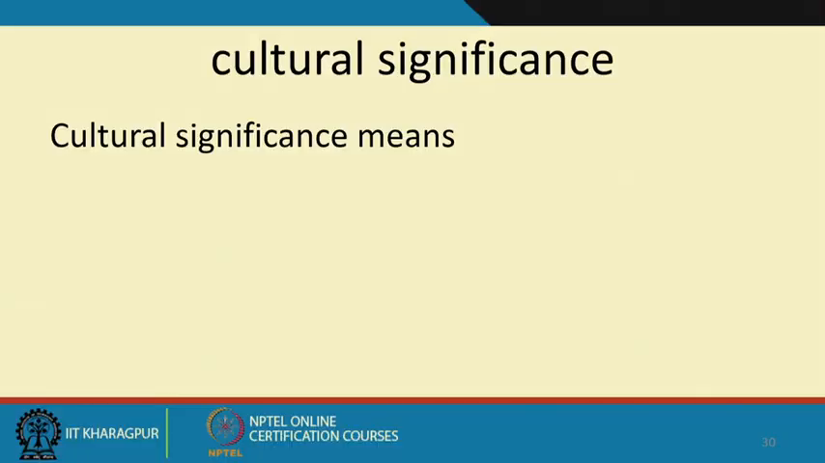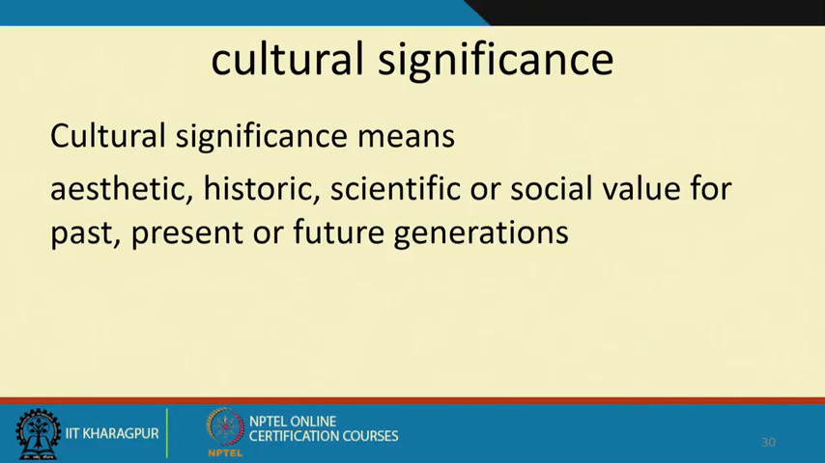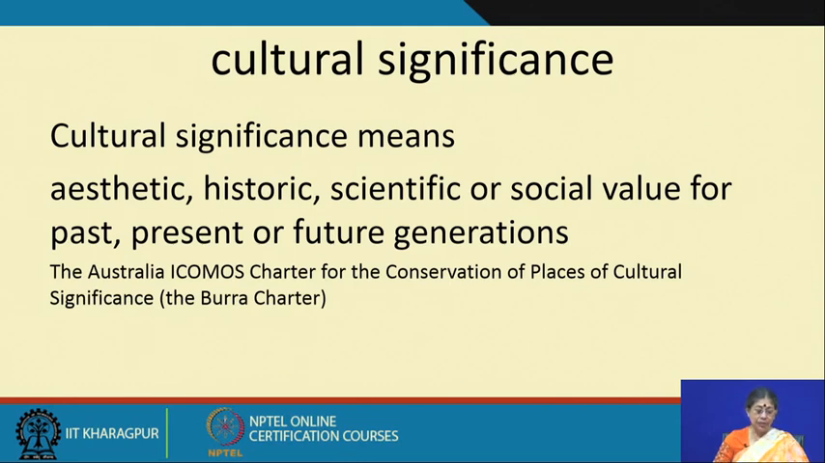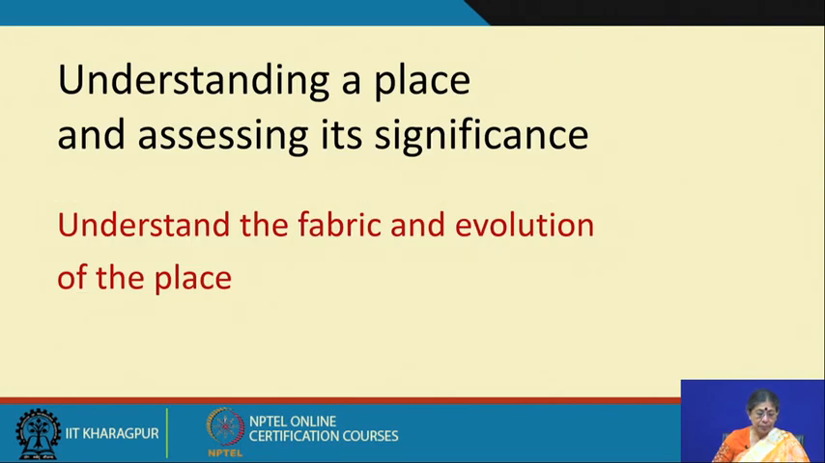So, what is cultural significance? Cultural significance means aesthetic, historic, scientific or social value for past, present or future generations. This is the definition given by the Australia ICOMOS Charter for Conservation of Places of Cultural Significance, which is popularly known as the Burra Charter.